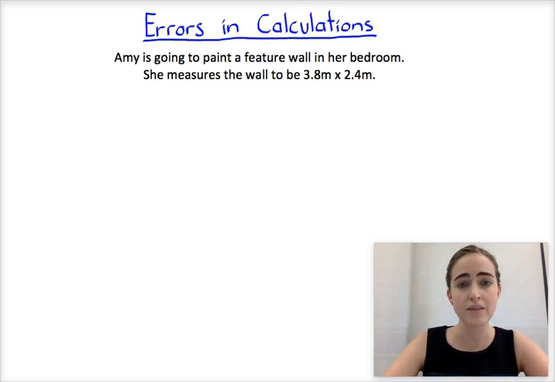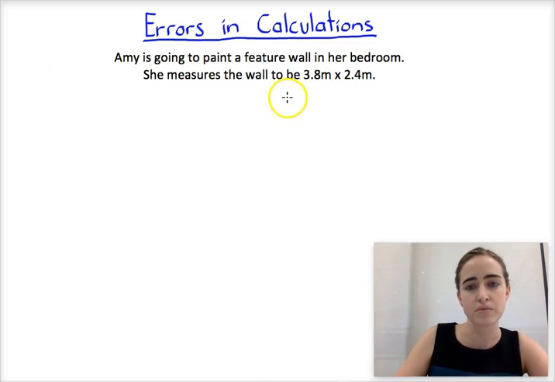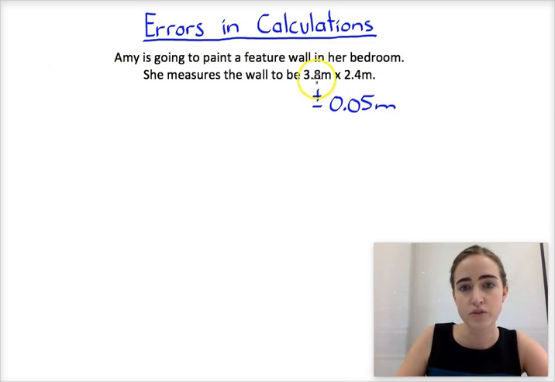So our question says, Amy is going to paint a feature wall in her bedroom. She measures the wall to be 3.8 metres by 2.4 metres. So before we even see what the question is, if we look at these two measurements, 3.8 and 2.4, thinking back to what we did earlier with errors in measurement, our absolute error for both of those would be plus or minus 0.05 metres. So our true measurements, the actual length and height of the wall, could have been 0.05 metres either side of these measurements, and Amy still would have rounded to those.